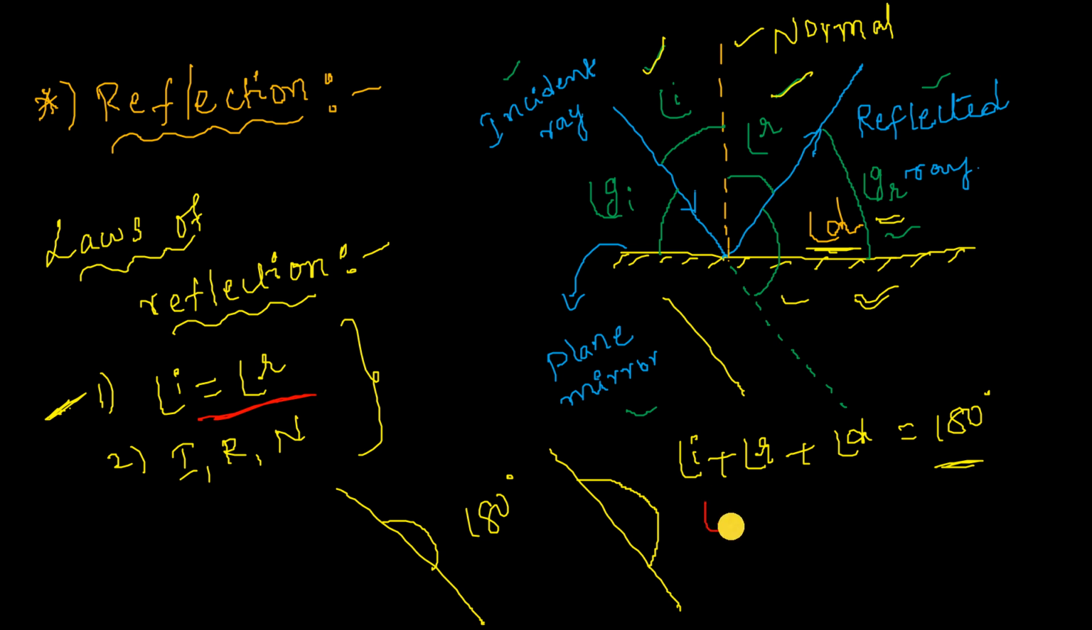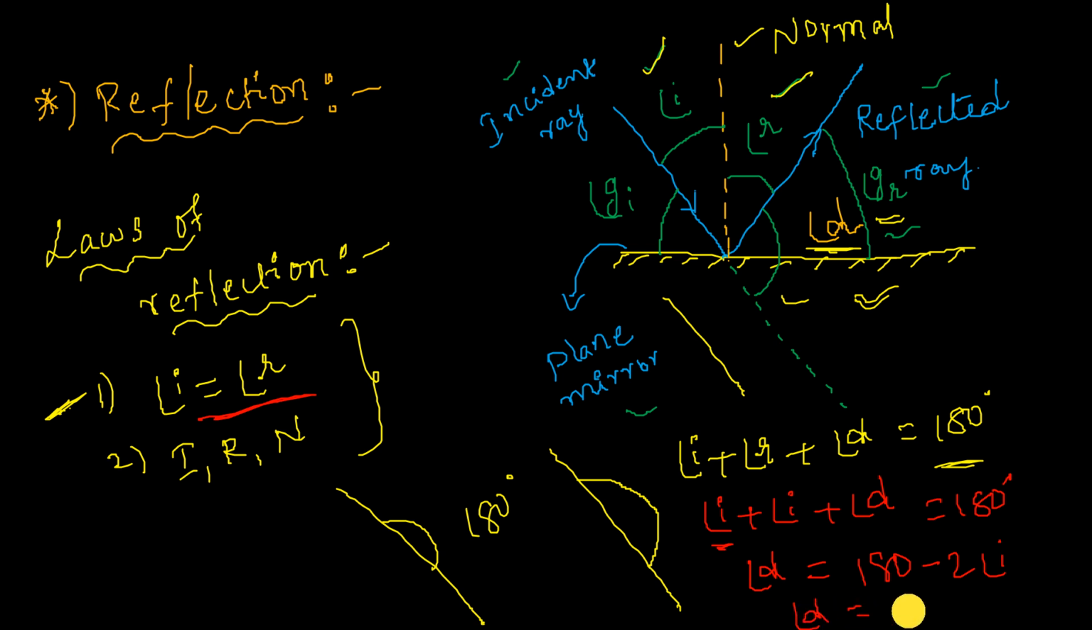Then we can take angle of incidence plus angle of incidence plus angle of deviation equal to 180 degrees. So now I am taking angle of deviation equal to 180 minus 2 angle of incidence. Instead of angle of incidence, we can also take angle of reflection. Then we'll get angle of deviation equal to 180 minus 2 angle of reflection.